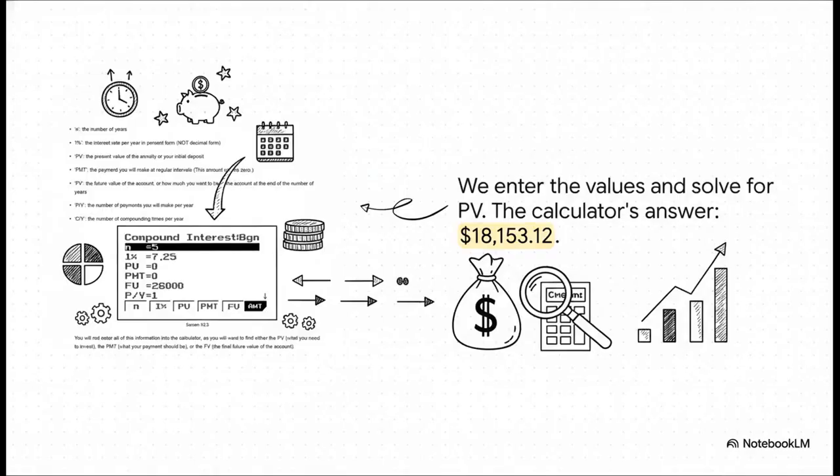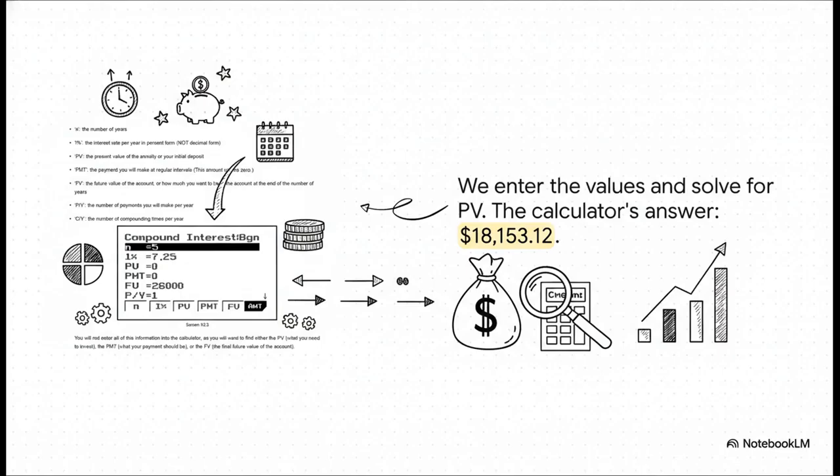Okay, so now we just plug those numbers into the solver. For N, we put in 5. For I%, we type 7.25. Now, for PV, that's what we're trying to find, so we'll just put a 0 there for a second to hold a spot. PMT is also 0 because she's not making any regular payments. FV is her goal, $26,000, and C/Y is 4 for quarterly.